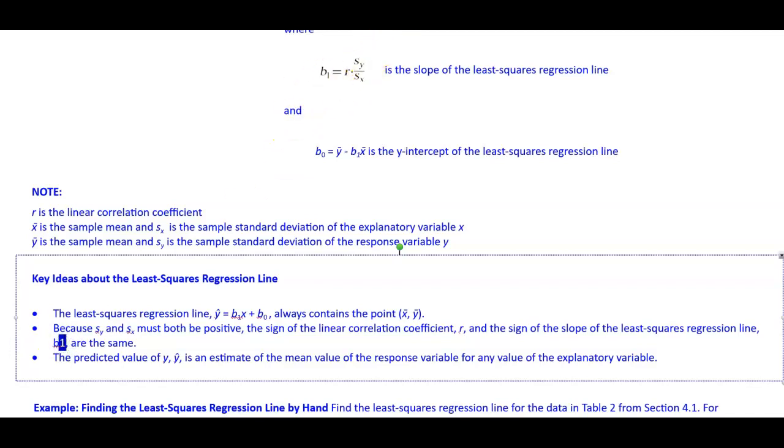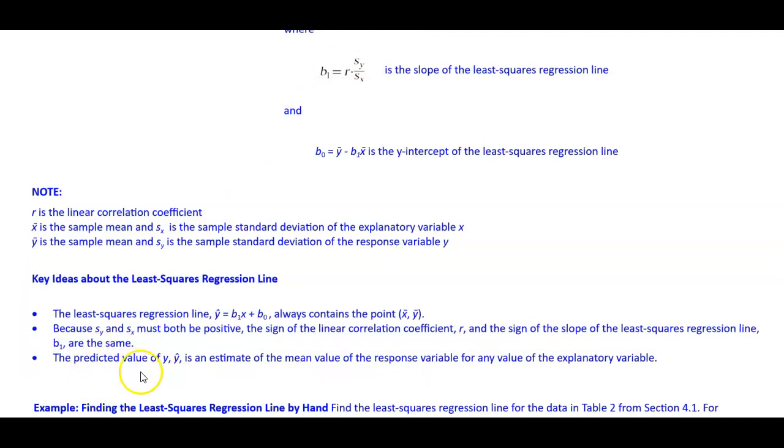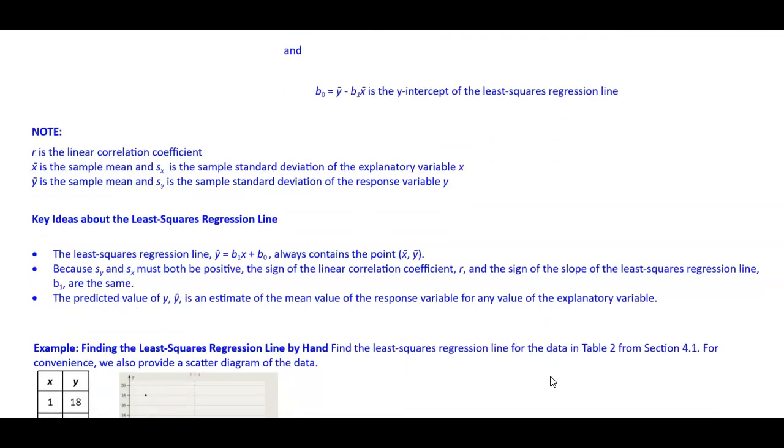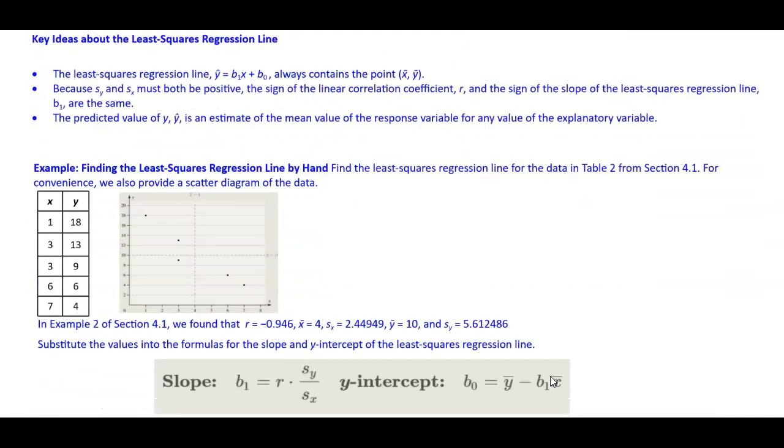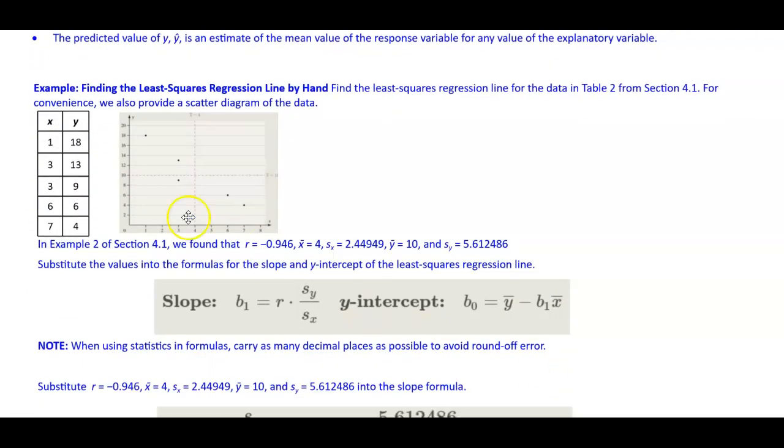Okay, so again, b subscript 1 represents the slope. Now, the predicted value y hat is an estimate of the mean value of the response variable for any value of the explanatory variable. Okay, so let's take a look at this example.